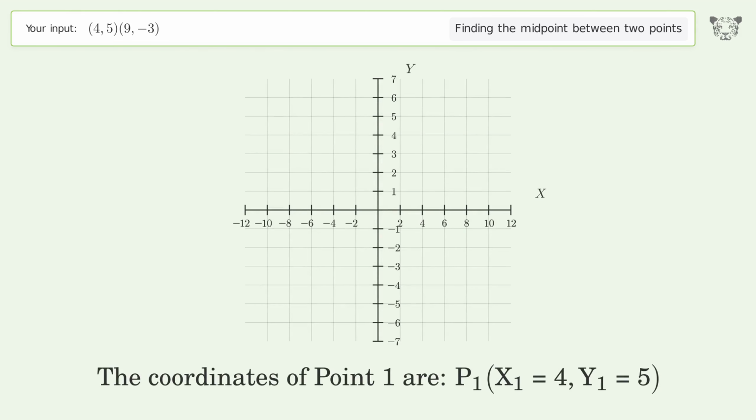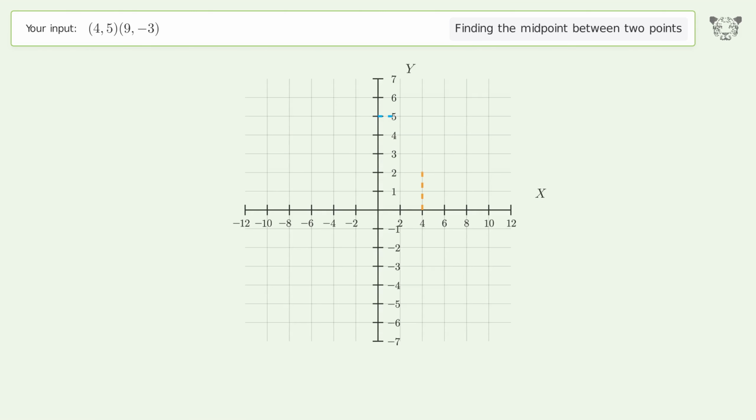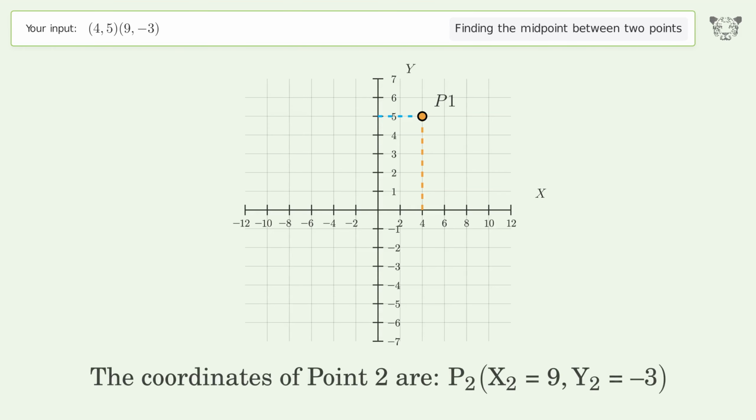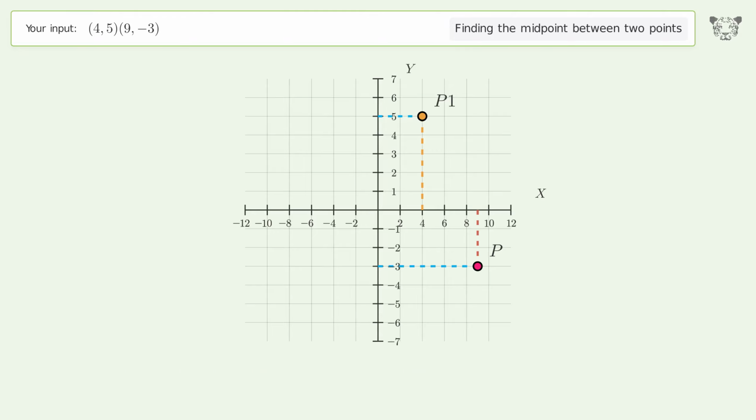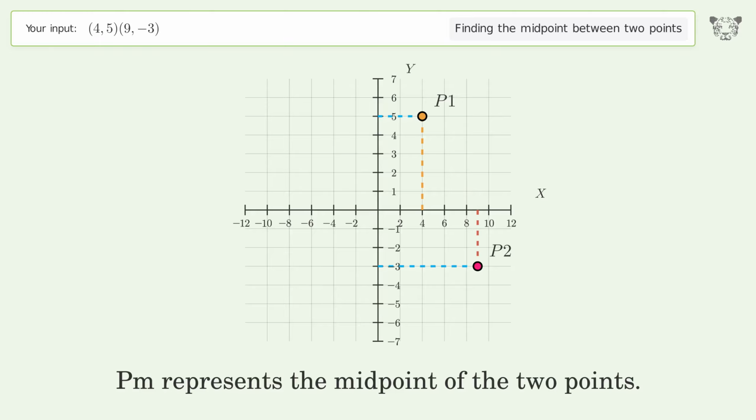The coordinates of point 1 are x1 equals 4, y1 equals 5. The coordinates of point 2 are x2 equals 9, y2 equals -3. PM represents the midpoint of the 2 points.